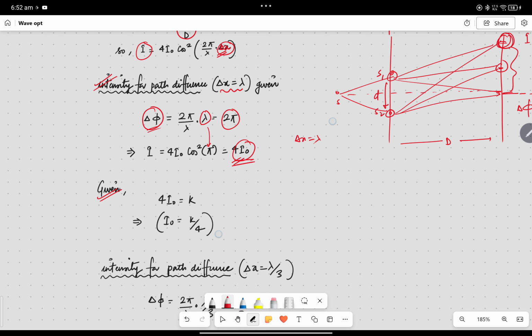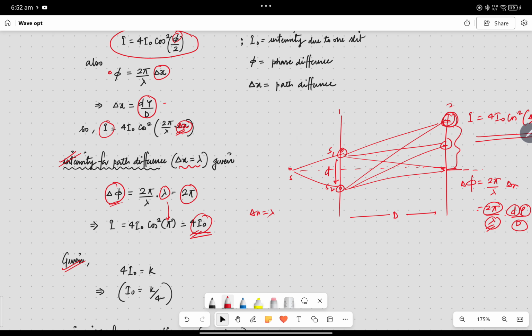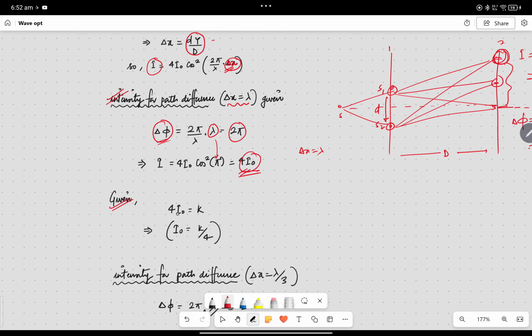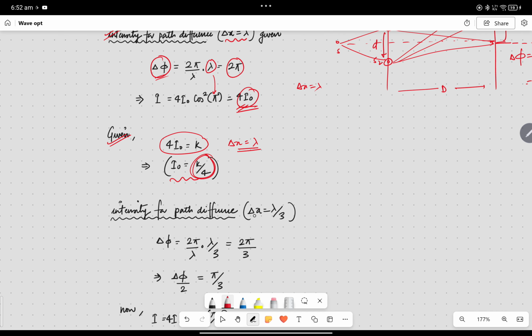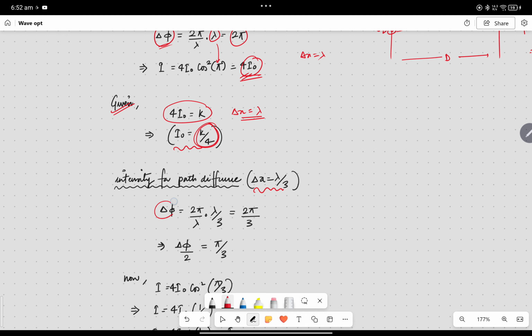Now we have to compare that. It is given that when we take lambda as the path difference, the value of intensity is k. So 4 I naught is equal to k for path difference lambda, and now I naught is equal to k by 4. We use this when solving the second case, that is delta x equal to lambda by 3. The phase difference is 2 pi by lambda into lambda by 3, that is the path difference for this case, and we got 2 pi by 3.